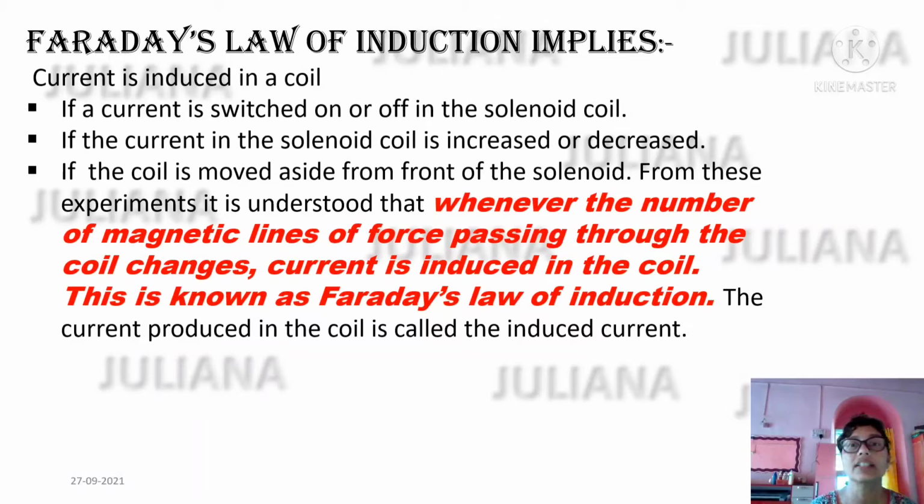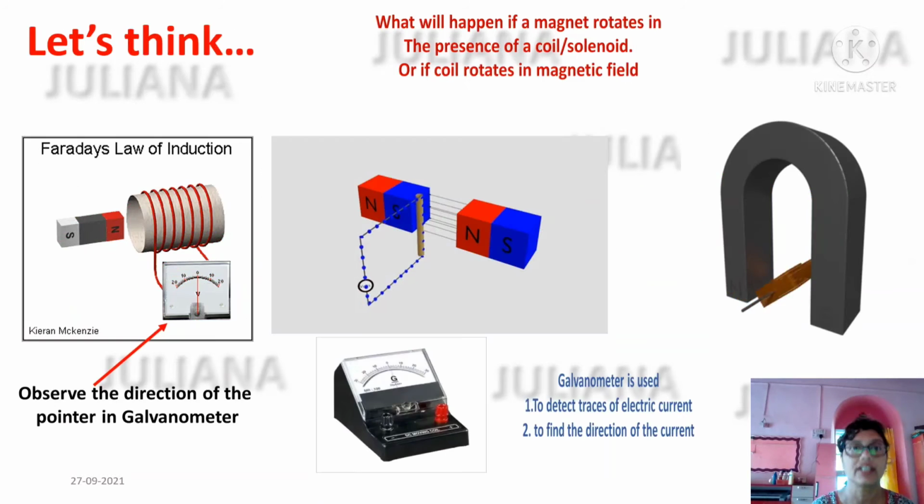Also, if the current in the solenoid increases or decreases, induced current will be generated. If the coil is moved aside from in front of the solenoid, that will also induce electric current. Thus, whenever the number of magnetic lines of force passing through the coil changes, current is induced in the coil. This is known as Faraday's law of induction.